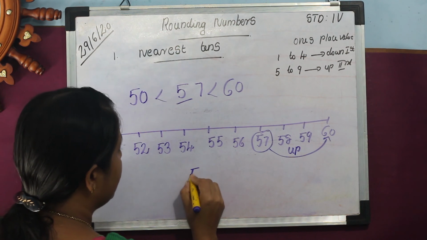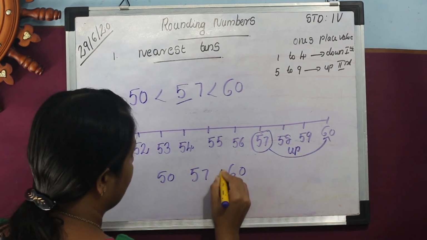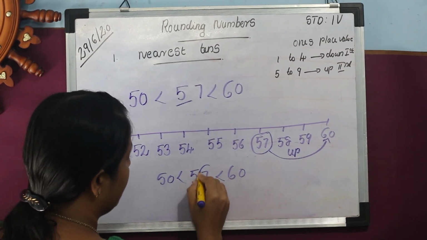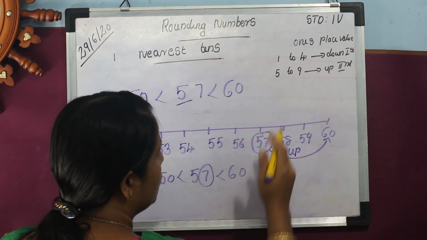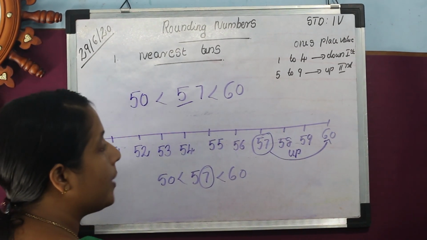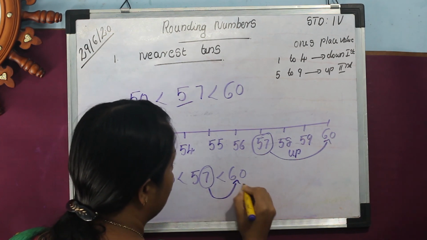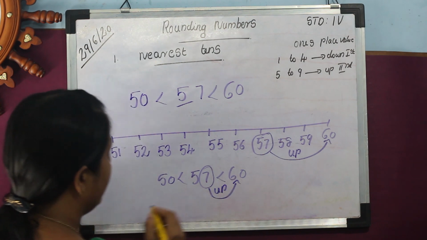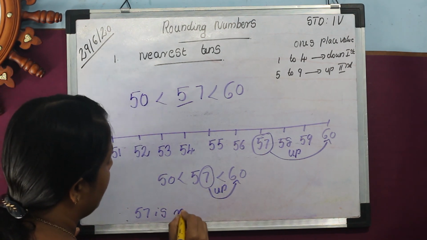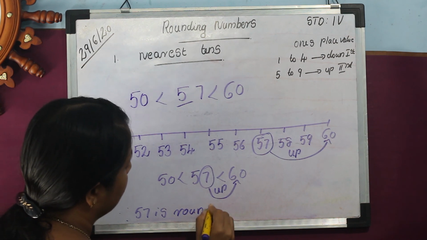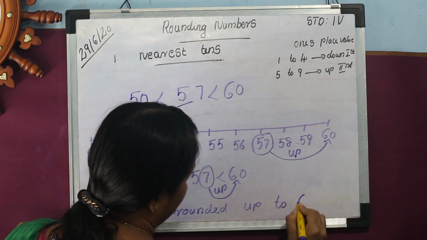Then again write 57 lies between 50 and 60. Then take the ones place value, that is 7. We identify that 7 belongs to the 5 to 9 category, that is rounded up to the second number. So our number 57 is rounded up to the number 60. Therefore we write that 57 is rounded up to 60.